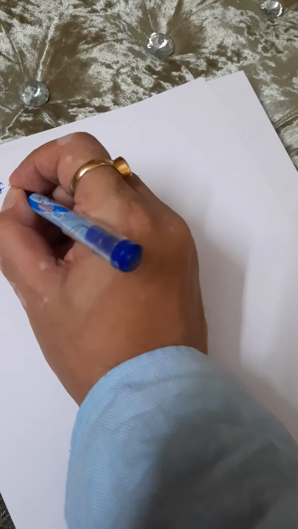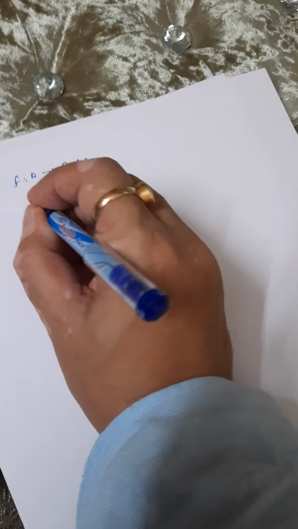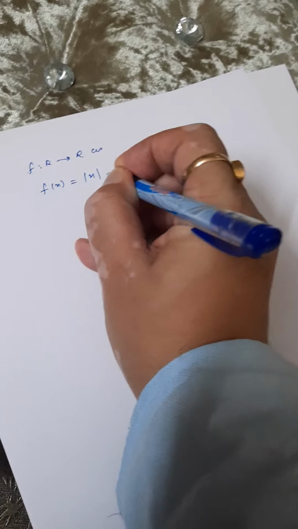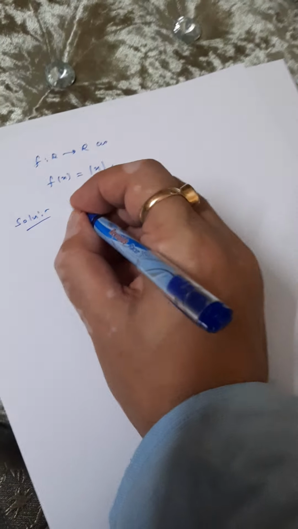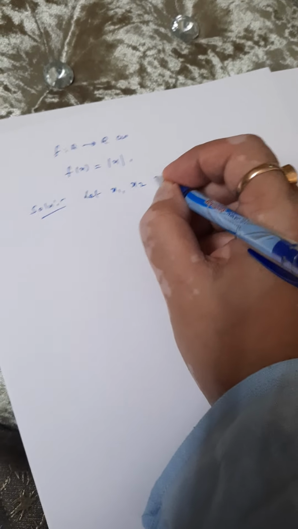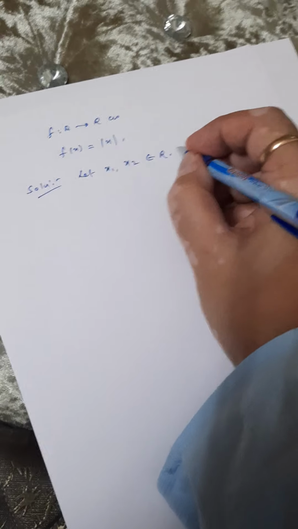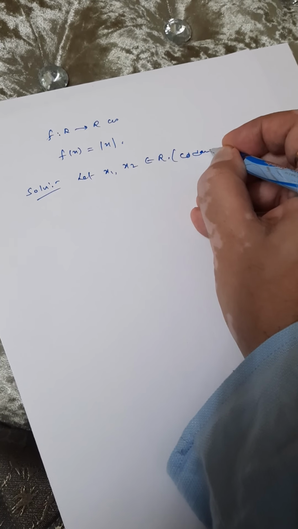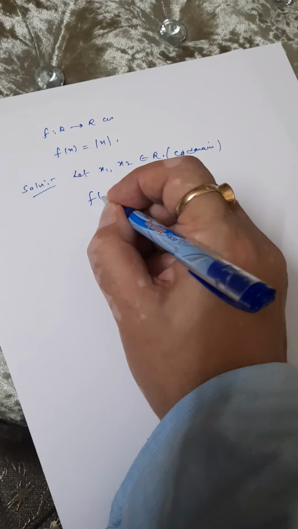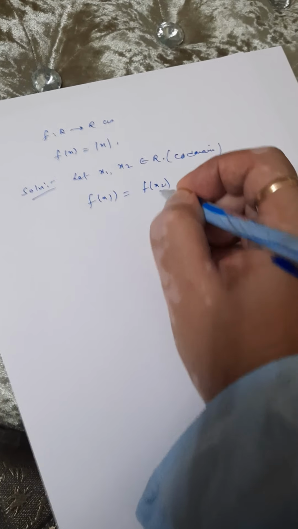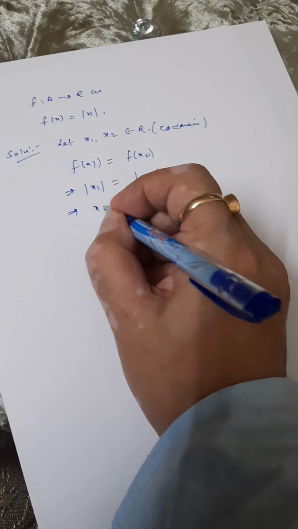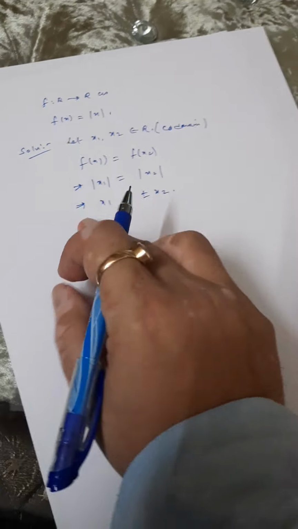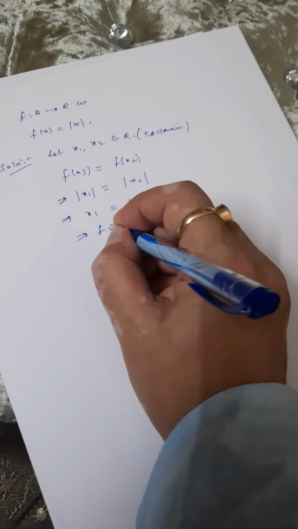Now, in the same way, if you define f from R to R as the modulus function, is this function one-one? No, you will write the same. Let x1 and x2 belong to R. Now f of x1 equals f of x2. This means mod of x1 equals mod of x2. This means x1 equals plus minus x2. Again minus is coming, so f is not one-one.